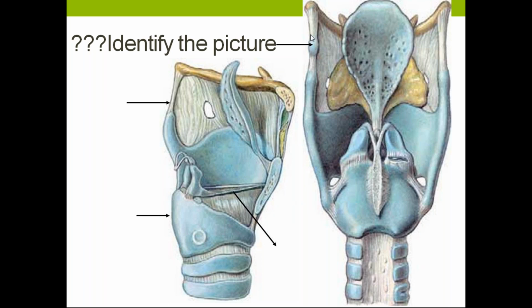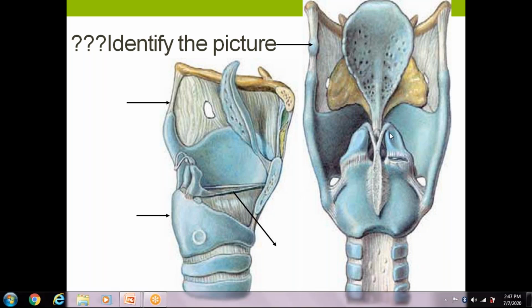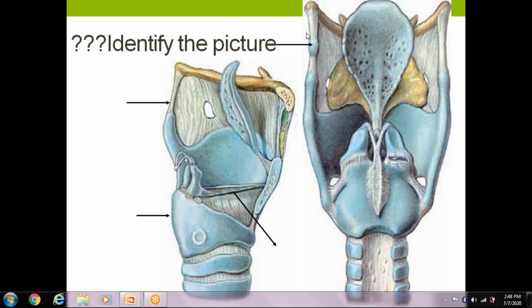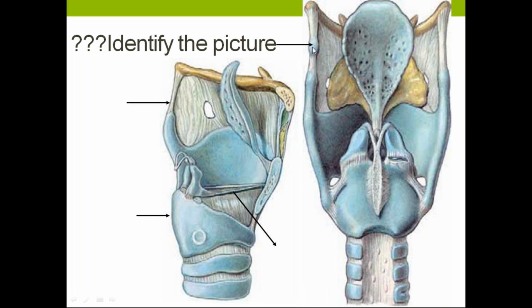So what is this one? Cartilago triticea. Very good. What is cartilago triticea? The lateral thyroid ligament will thicken to form it, ma'am. Yes, an additional cartilage in the lateral cricothyroid ligament. Okay, what is the next arrow? This cartilage is the arytenoid cartilage. Very good.